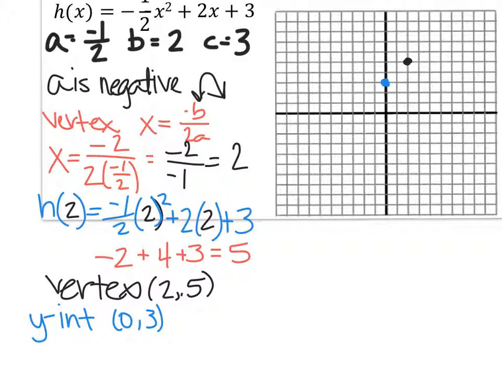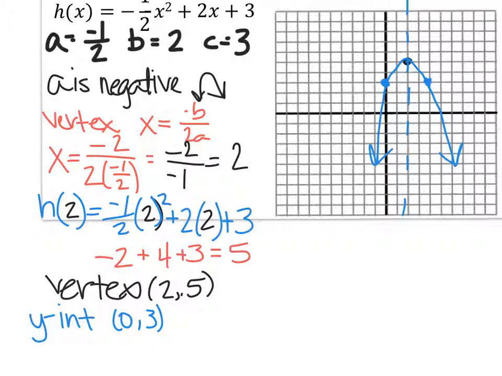If I look at my line of symmetry going through my vertex, I have a point again that is 2 to the left of my vertex. So I need to mirror that on the other side and have a point that is 2 to the right. So now that I have my 3 points, I can go ahead and sketch in my quadratic.